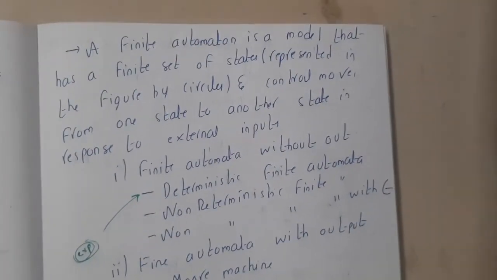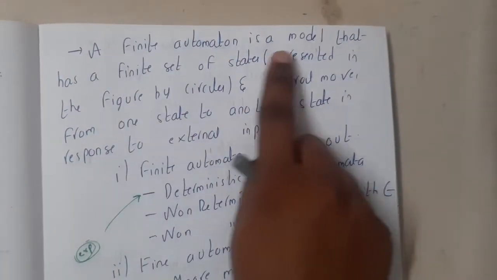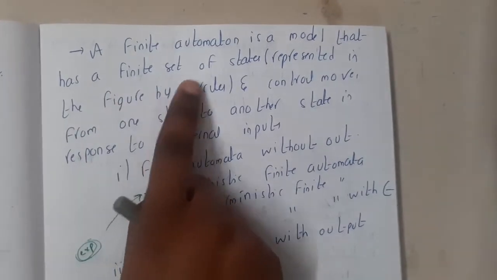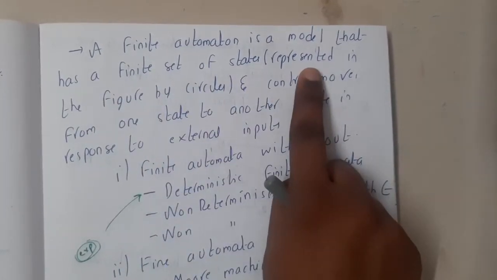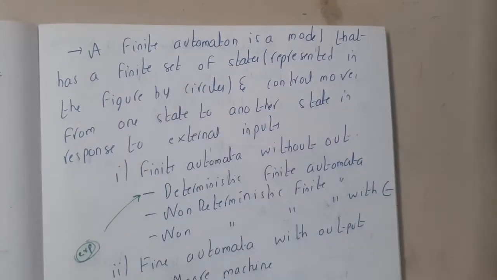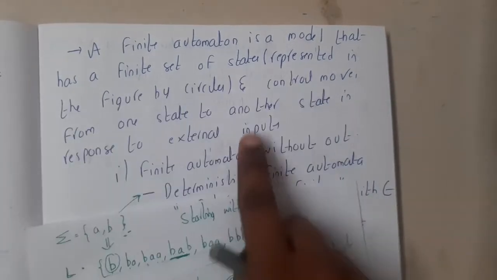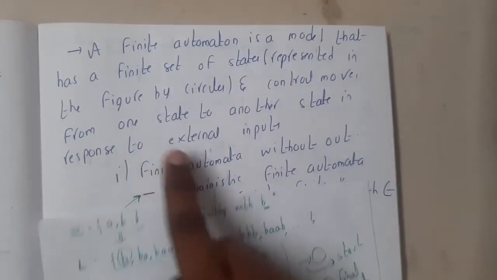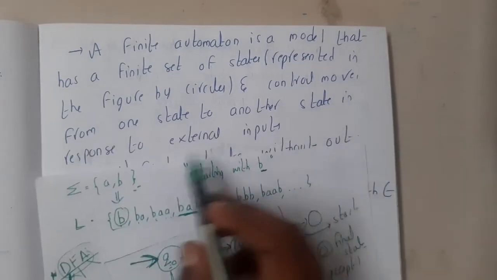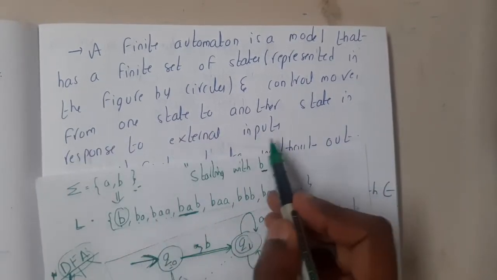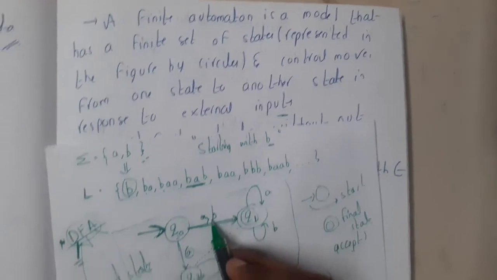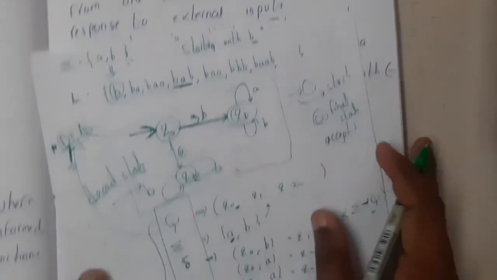So now moving on to finite automata. A finite automaton is a model that has a finite set of states, represented in a figure with circles. So this is nothing but that, guys. And control moves from one state to another state in response to external input. So basically, if B comes, I will go here. If A comes, I will go here. So in that way.